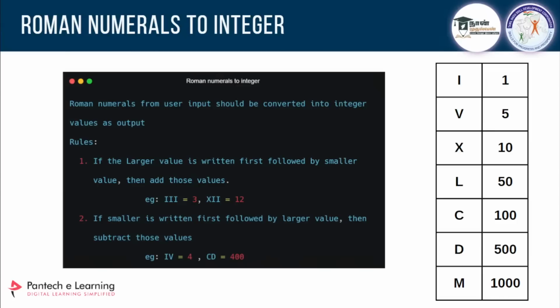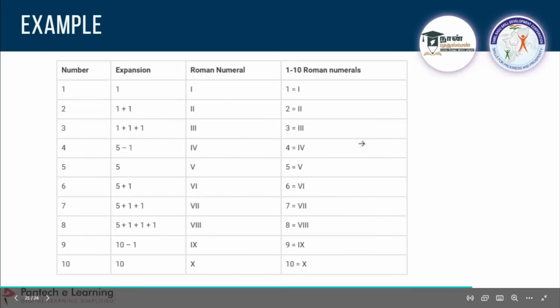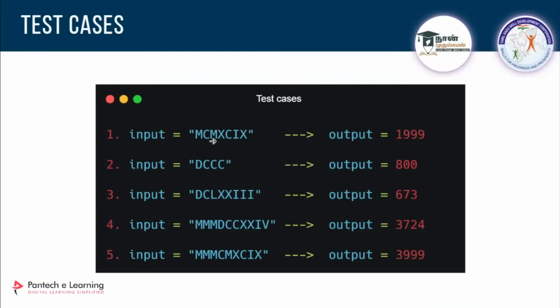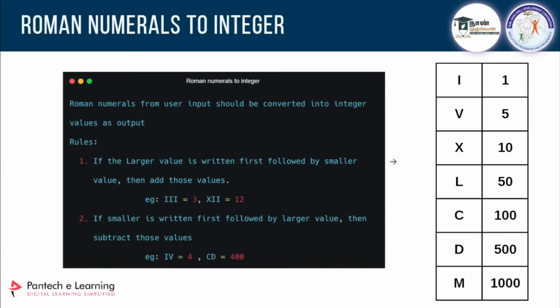Starting with this assignment: Roman numerals to integer. In the user input, we are going to get Roman numerals like this, or more complex ones like this. This will be the input, and I need it to be converted and give the output. There are certain rules for it, and here is how to do it.